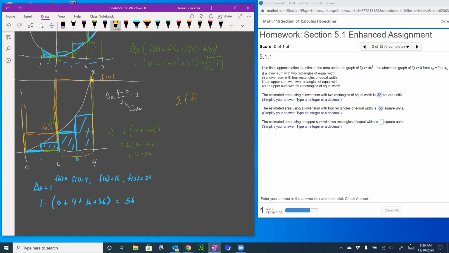And then I have f of 2 plus f of 4 as the heights of those 2 rectangles. So that's going to be 2 times f of 2 is 16 plus 4 times 4 squared is 64. That's f of 4. So it's going to be 2 times 80 is 160.